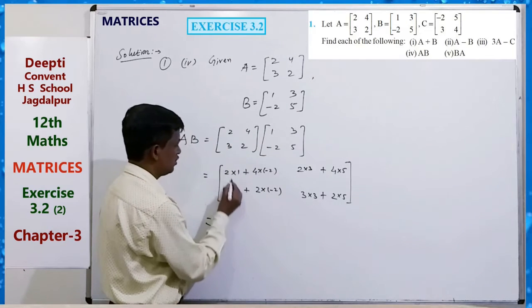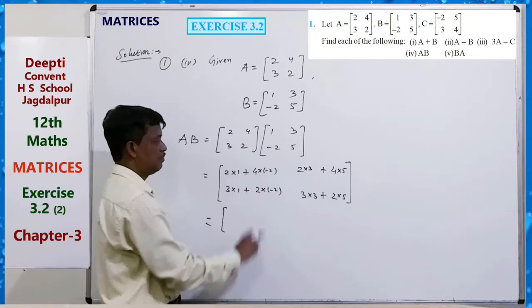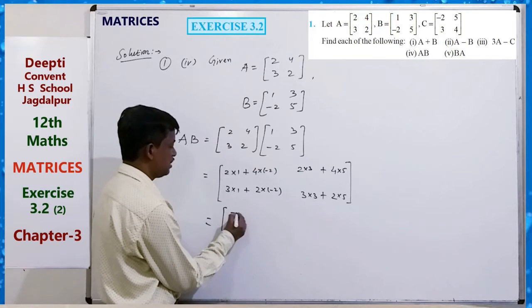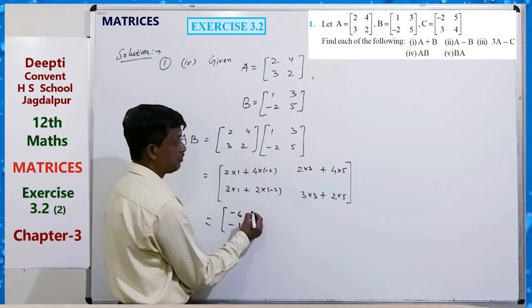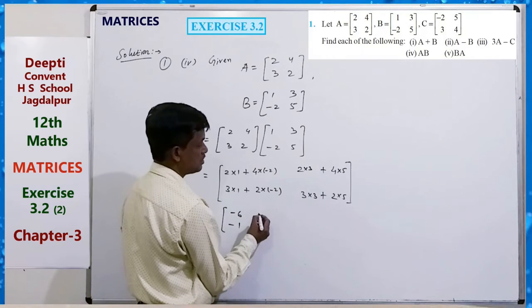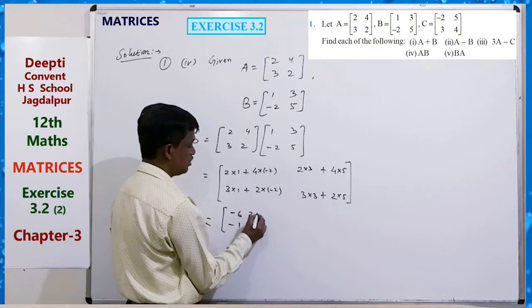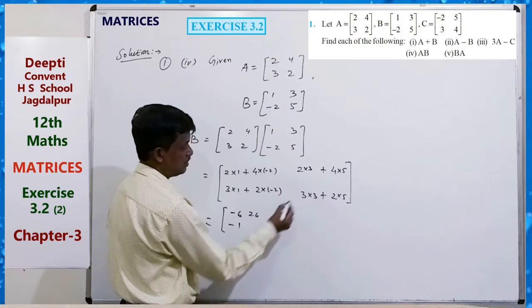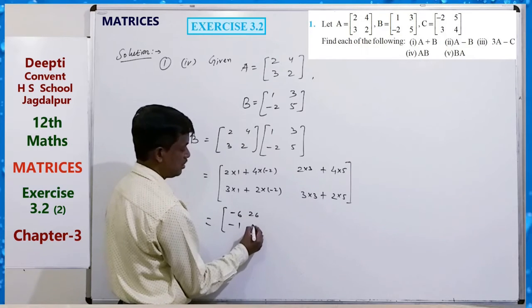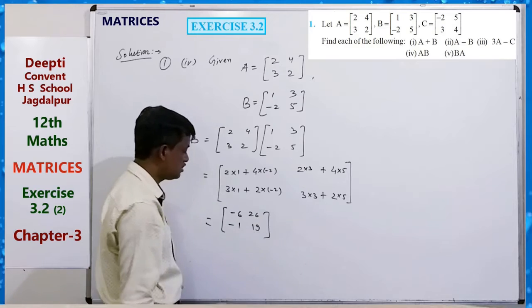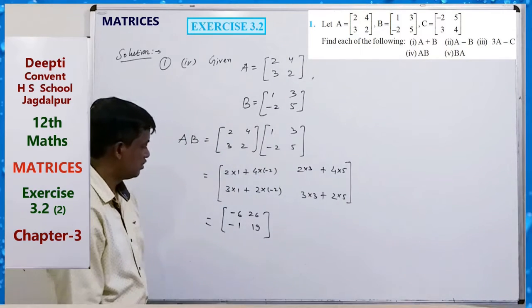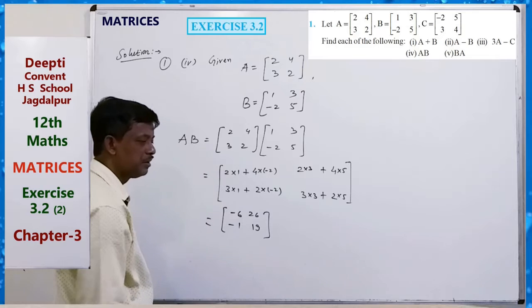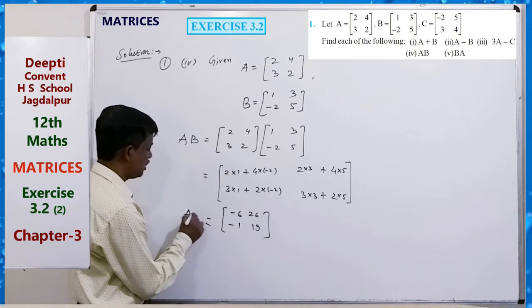So here, 2 plus minus 8, that is 2 minus 8, minus 6. 3 minus 4, minus 1. And 6 plus 20, 26, and 9 plus 10, 19. So we get minus 6, minus 1, 26, 19. This is AB.